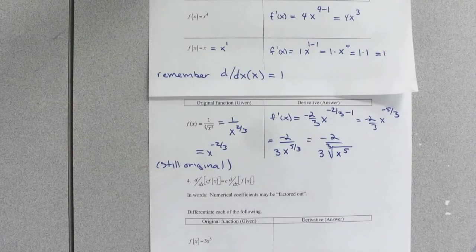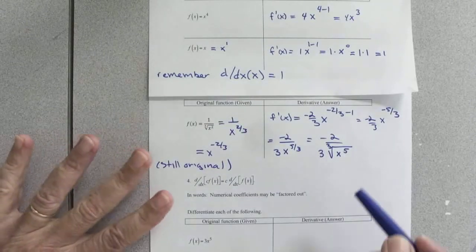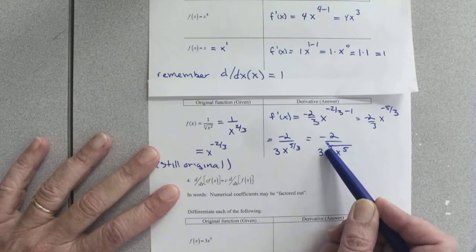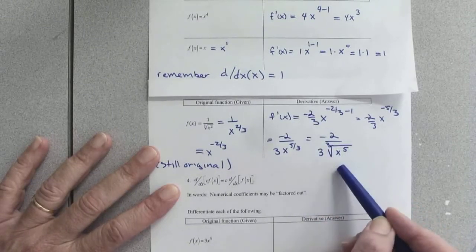Now, if you had a really hardcore algebra teacher in the past, a hardcore algebra teacher is going to tell you that that is not simplified and you need to simplify it further. It is technically not simplified because this exponent of 5 is greater than the index of 3. Yeah, I don't care about that. This is a good enough answer.